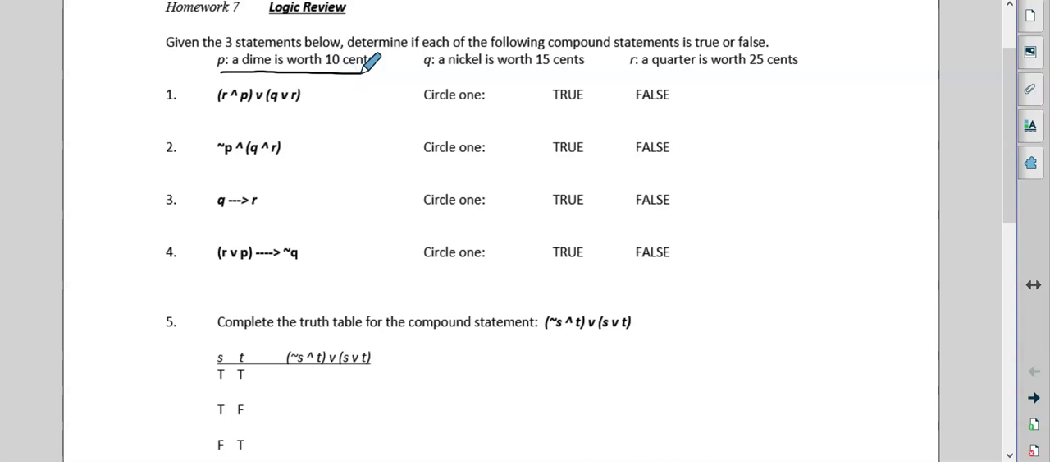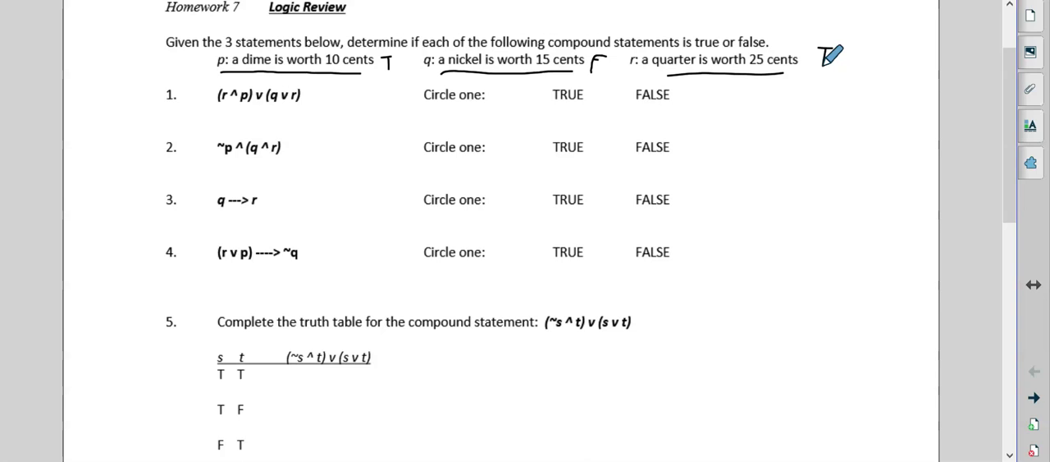A dime is worth 10 cents. First, we have to evaluate if it's true or false. Well, that's a true statement. A nickel is worth 15 cents. That's false. And a quarter is worth 25. That's true. So there's our 3 statements. 2 true and 1 false.